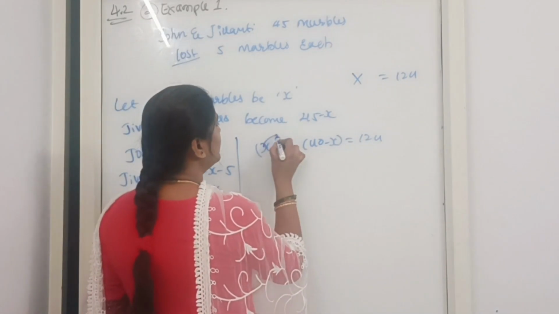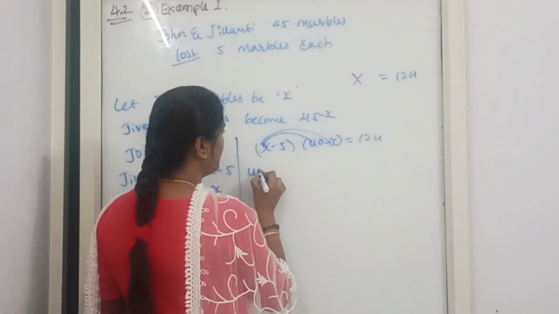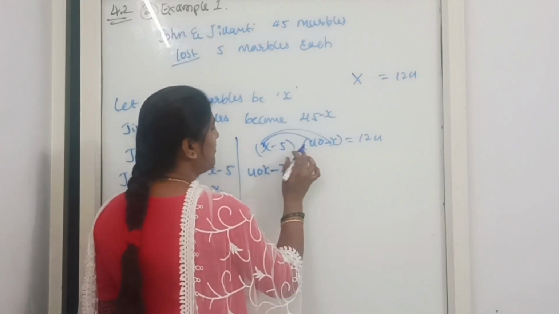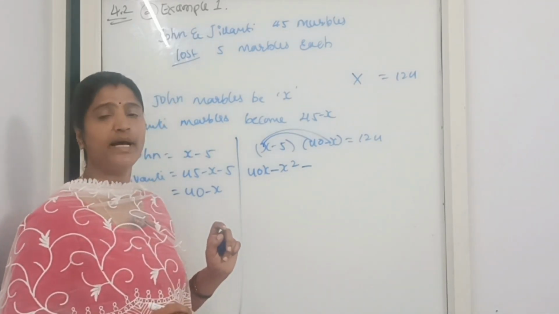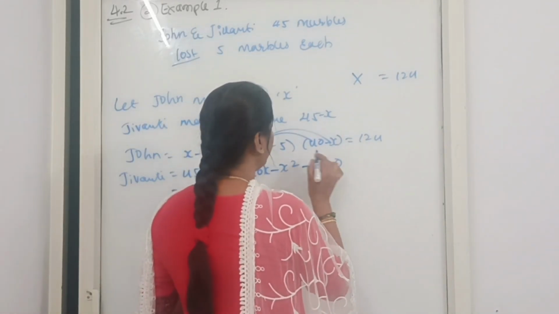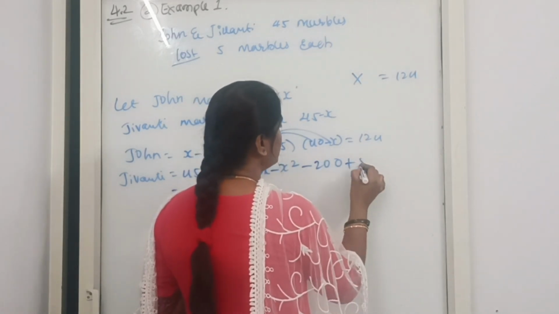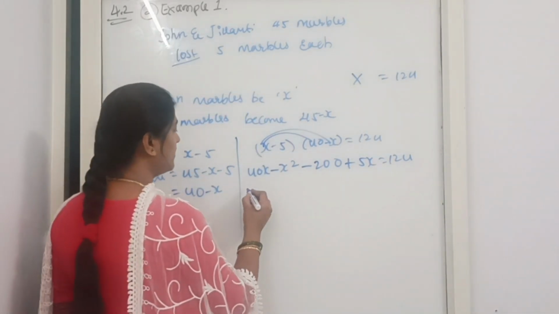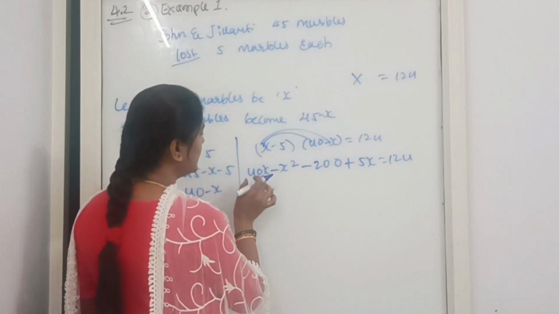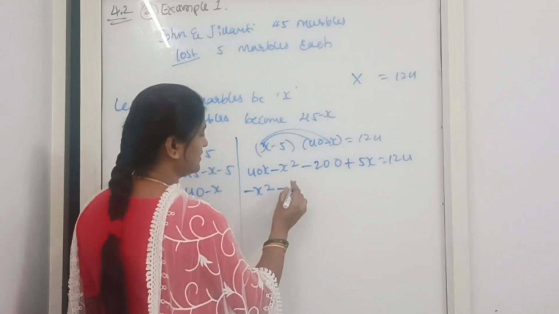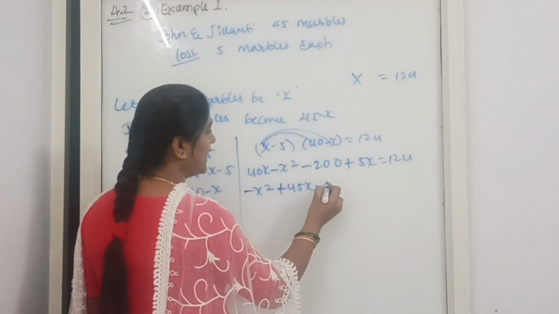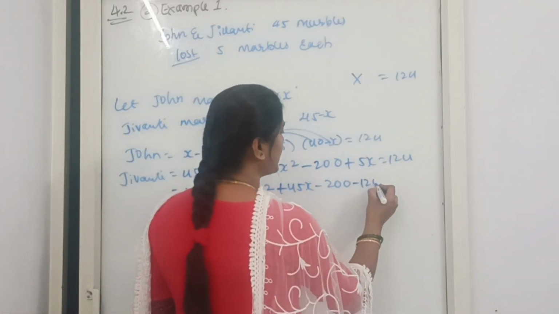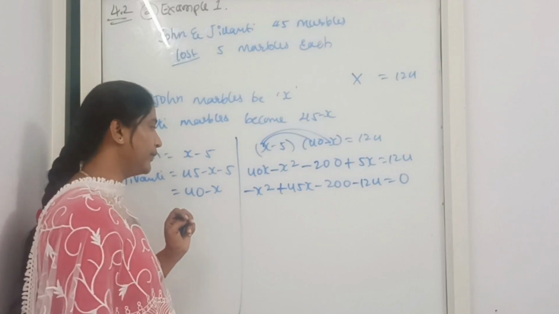Product of them, do the multiplication: 40 into X, 40X; plus into minus, minus X into X, X square; plus into minus, minus 40 into 5, 200; minus into minus, plus 5 into X, 5X. So this is equal to 124. Now take the X terms first: 40X plus 5X, both become plus 45X, minus 200, and 124 if you take to the LHS, it also becomes minus 124 is equal to 0.